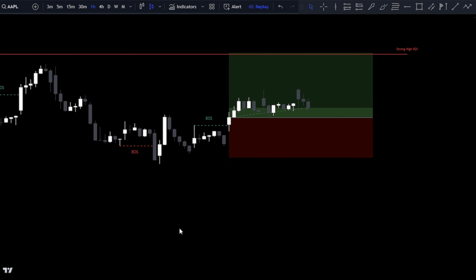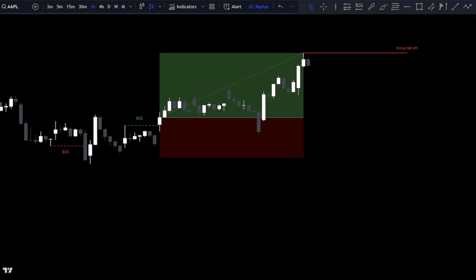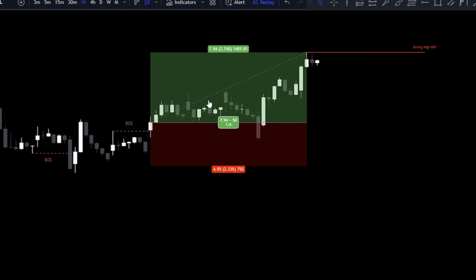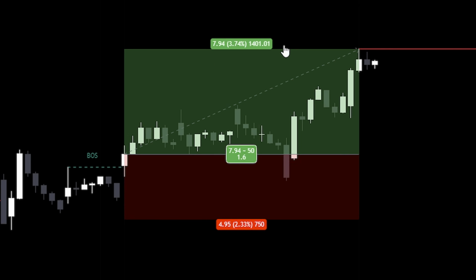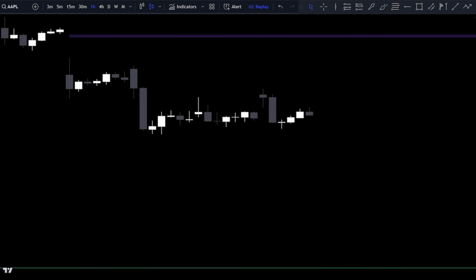Watching the chart, we can see the price steadily move in our favor, and finally, it hits the target. This trade resulted in a 1 to 1.6 risk-reward ratio and captured a 4% price move, another solid gain. And the exact opposite is true for sell trades.